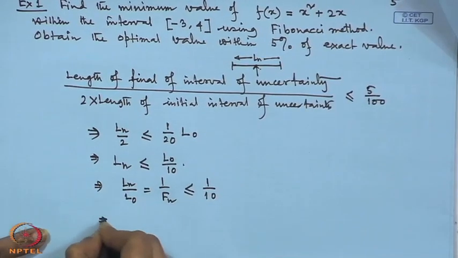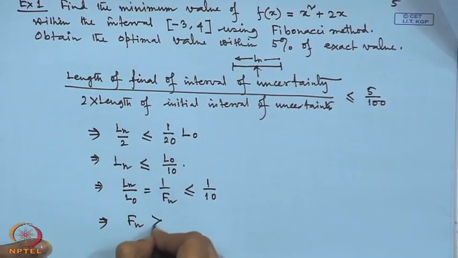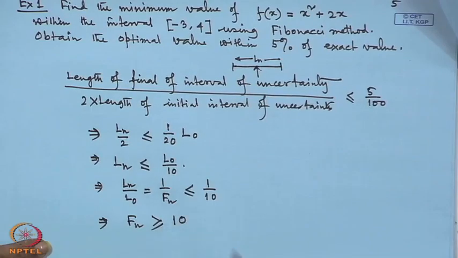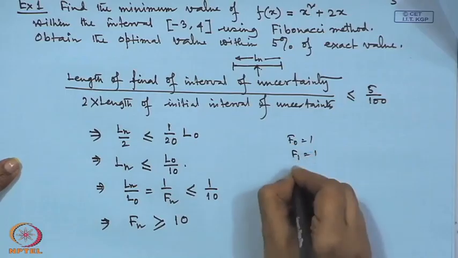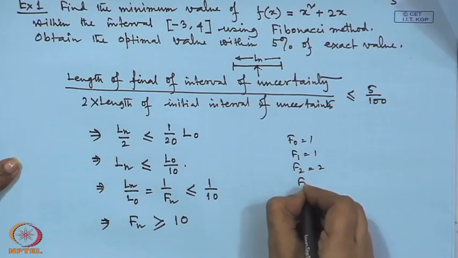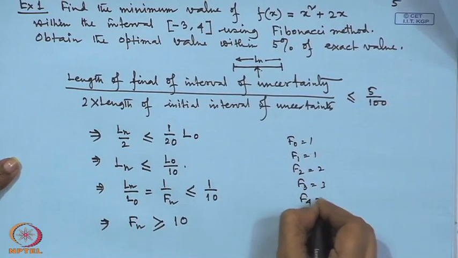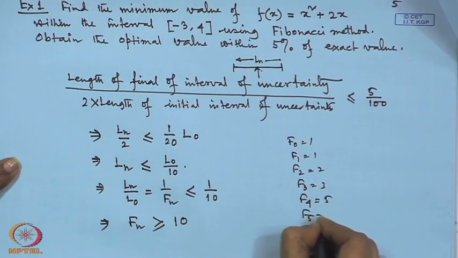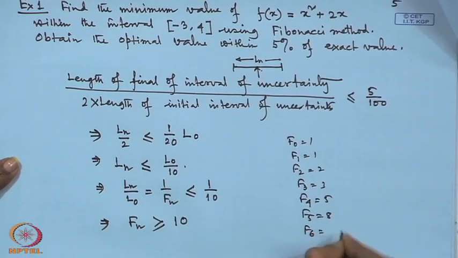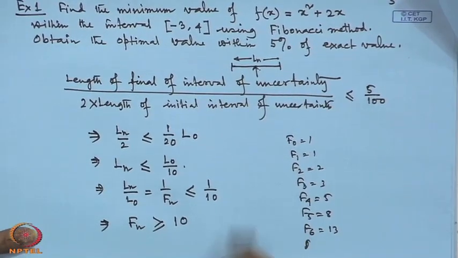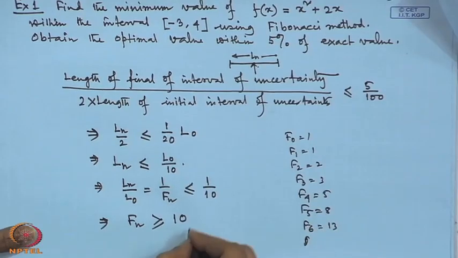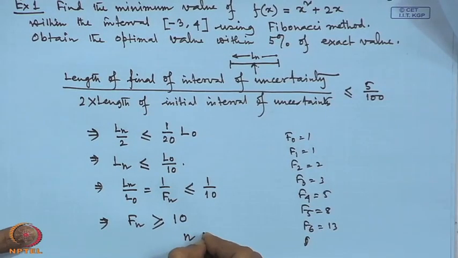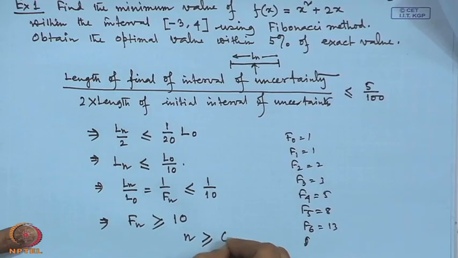What exactly are we getting? Fn must be greater than or equal to 10, and we know F0 is equal to 1, F1 is equal to 1, F2 is equal to 2, F3 is equal to 3, F4 is equal to 5, F5 is equal to 8, F6 is equal to 13. That is why we can conclude here that since Fn is greater than or equal to 10, n must be greater than or equal to 6.